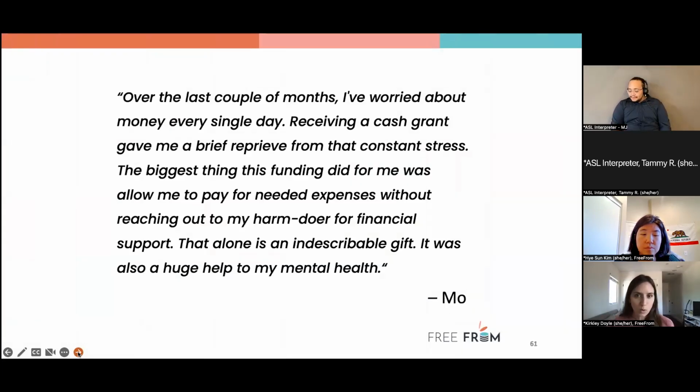Okay, I'm just going to read one quick quote to illustrate that survivors use the grants to cover hard costs, but there are also other benefits that really get at survivors' safety and support things like their mental health. So I'll read this one. "Over the last couple of months, I've worried about money every single day. Receiving a cash grant gave me a brief reprieve from that constant stress. The biggest thing this funding did for me was allow me to pay for needed expenses without reaching out to my harm doer for financial support. That alone is an indescribable gift. It was also a huge help to my mental health."